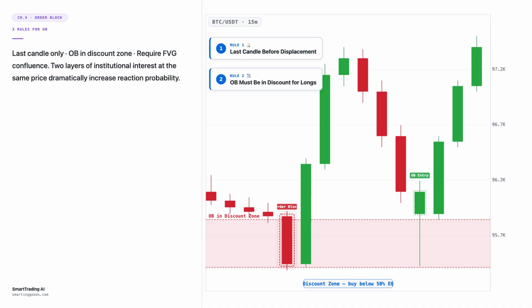Rule 3. Look for an FVG confluence inside or directly above the order block zone. When a fair value gap aligns with the OB, you have 2 layers of institutional interest stacked at the same price. That confluence dramatically increases the probability of a clean reaction.